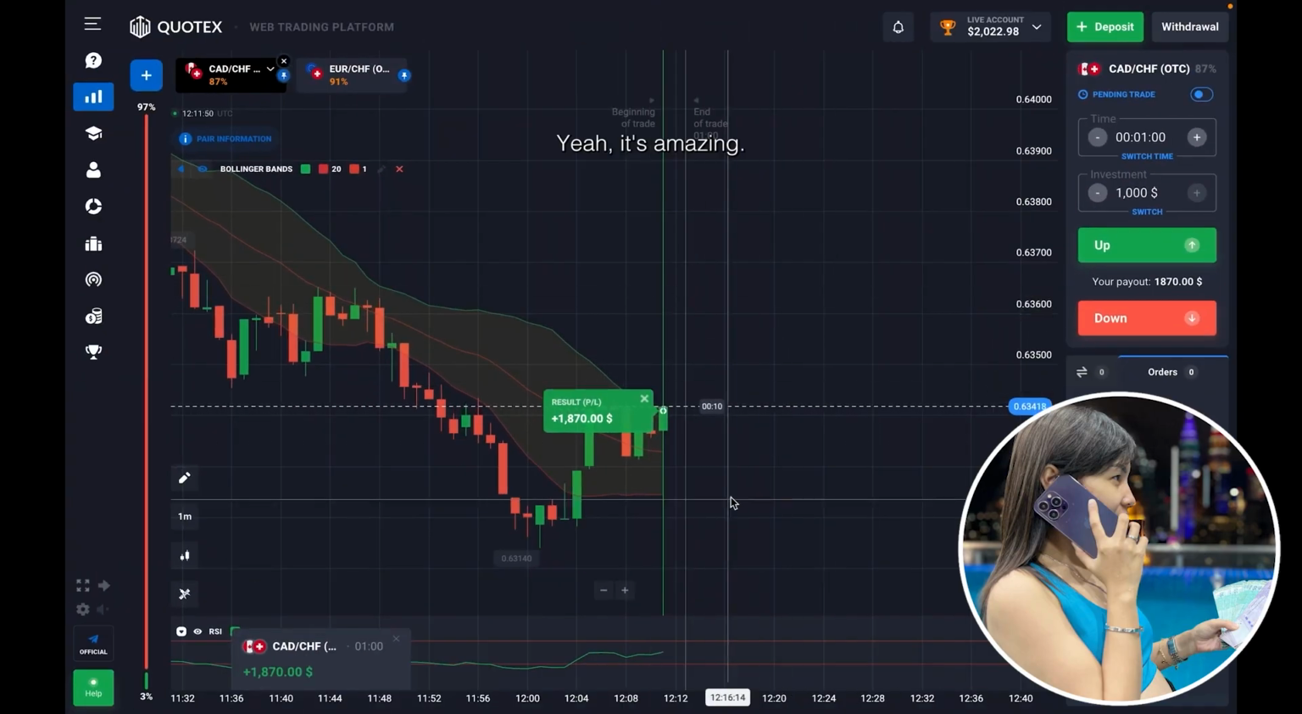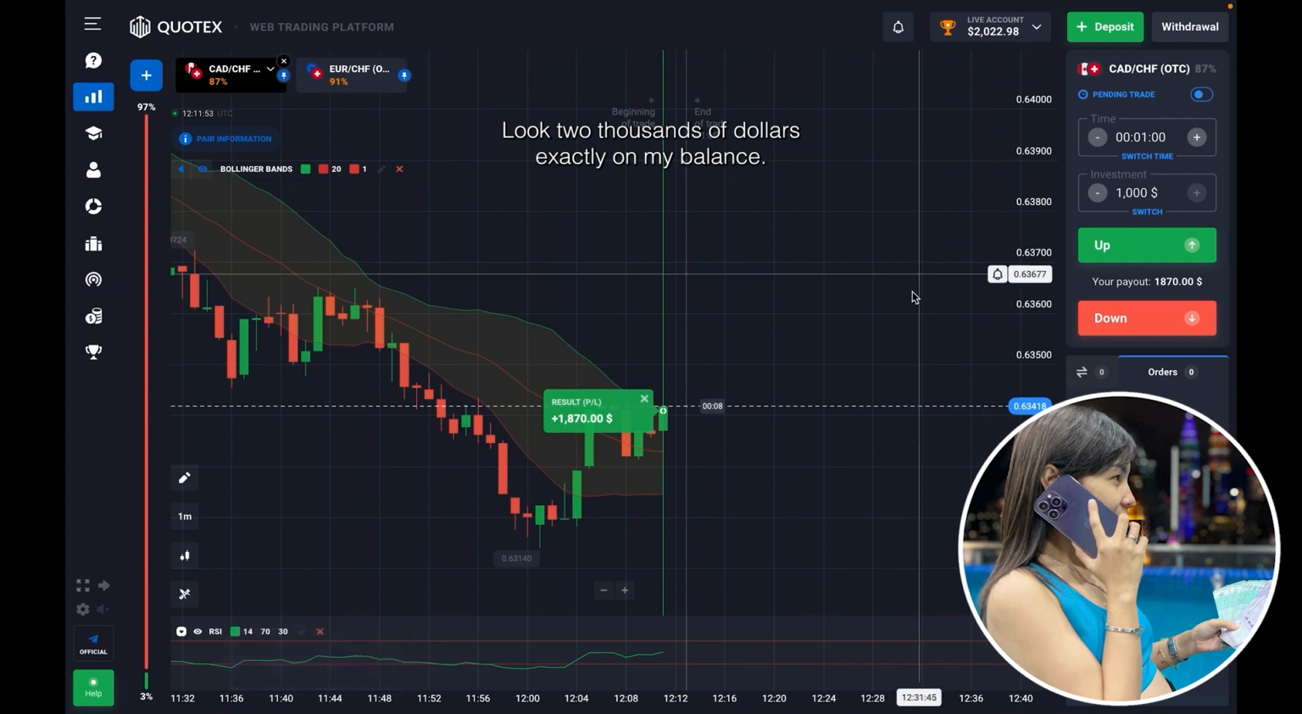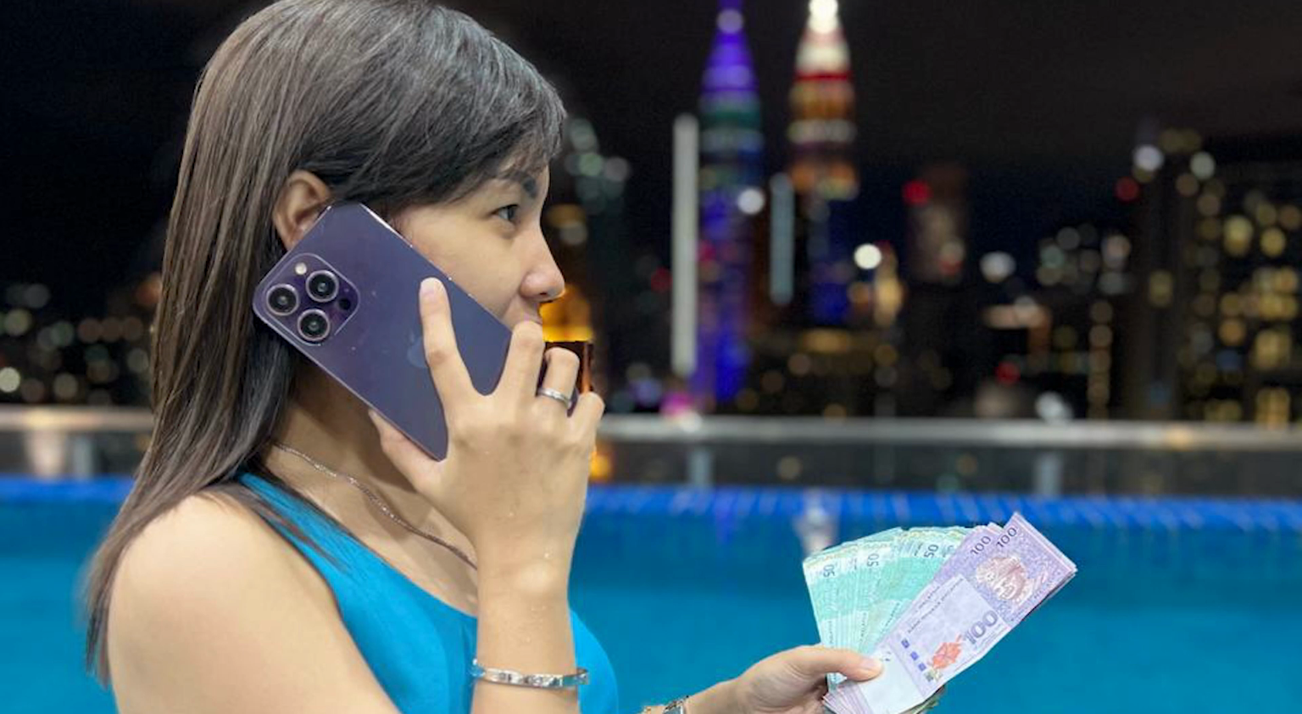And guys, it's amazing, just look, $2,000 exactly on the balance. And I reached my financial goal. If you're a beginner, it's not too hard to make $2,000 at least from $15.